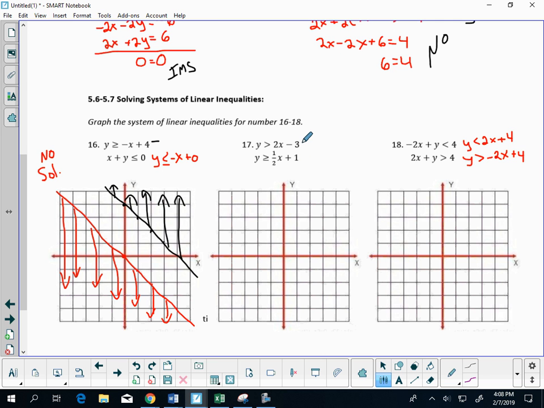On number 17, let's do the top one in red. My y-intercept is -3. My slope is 2. Up 2, right 1. And that's going to be a dotted line. And it's greater than, so I'm shading above the line. I'm going up.